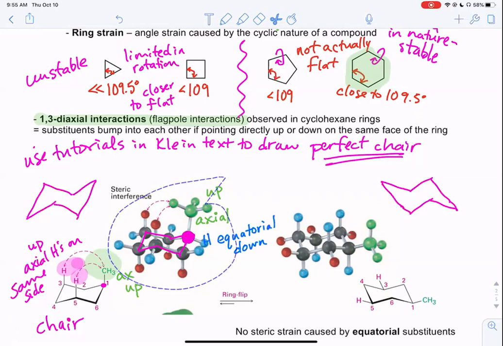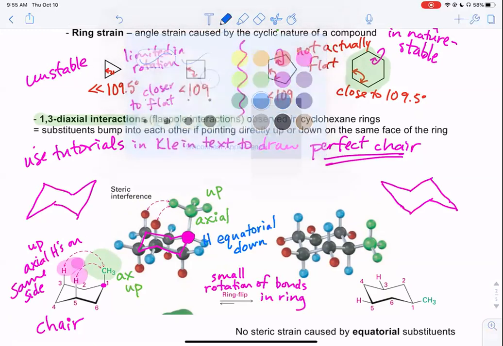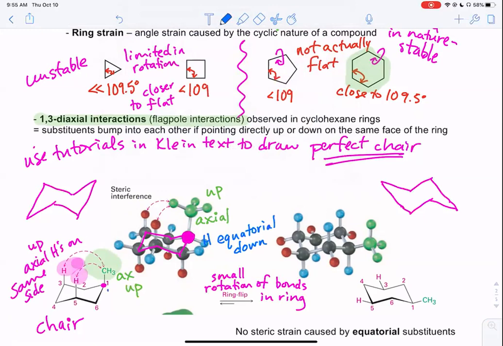Now, if we take a look at what we call this ring flip, the ring flip is not a flip of the ring, as you might think, but instead it's a very small rotation of the bonds. It's a very small rotation of the ring. I'm going to say the bonds in the ring. So one way that we like to see is we think about this carbon 1 starting to point down a little bit more. So you can see how this carbon 1 is now pointed down.